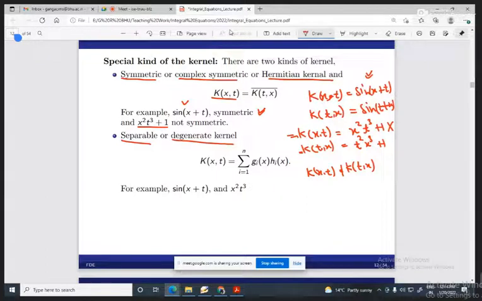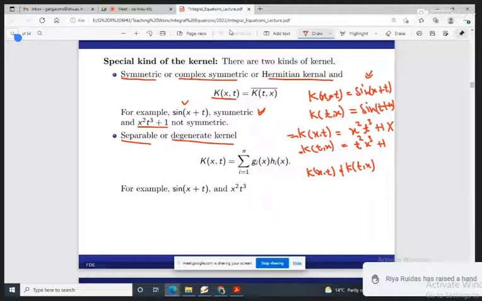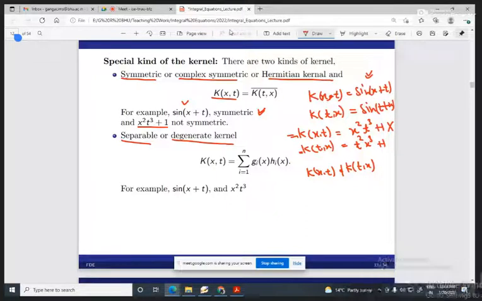Okay, and the next one is the separable kernel, and it is also called the degenerate kernel. If the kernel k(x, t) can be written as the sum of products of two functions g_i and h_i, one dependent on x and another dependent on t, then that kernel is called a separable kernel or degenerate kernel.